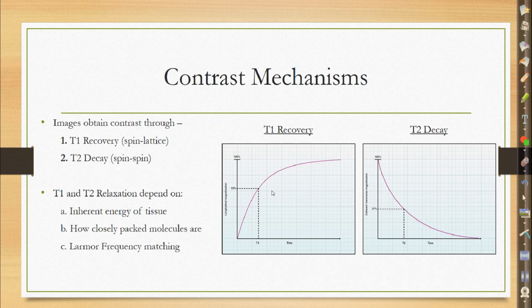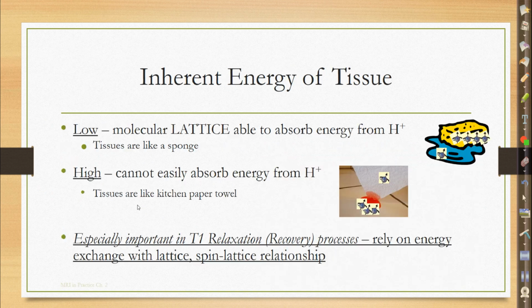All right, so now let's talk about the things that T1 and T2 relaxation depend on. So the first thing, inherent energy of the tissue. Anytime we're talking about inherent energy of the tissue, the main word we want to highlight is lattice. Lattice basically means the environment surrounding our mobile hydrogen proton.